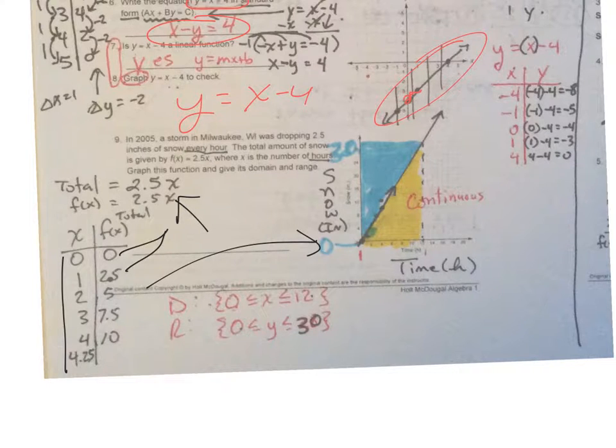The domain happened to be all of these numbers between 0 and 12, and the range happened to be from 0 to 30. The reason I chose to represent it this way is because the snowfall can go anywhere from 0 to 12 hours, and the amount of snowfall is from 0 to 30. So it would include all those amounts in between.